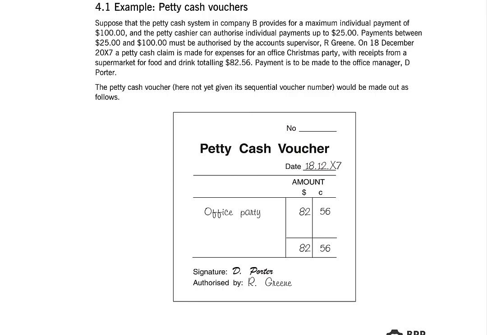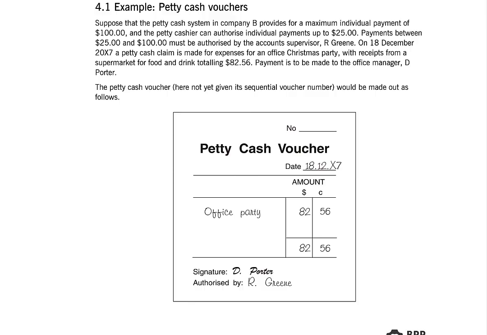6. Authorized by. The voucher also shows who approved the payment. It says authorized by R. Green. This matches the company rule. Because the payment is above $25, it needs supervisor authorization. So R. Green approves it. That makes the payment valid and properly controlled.